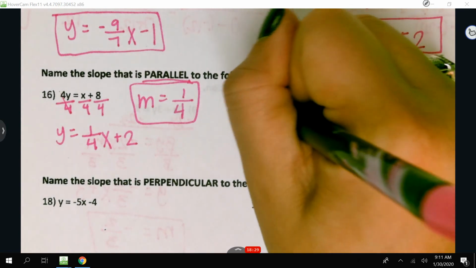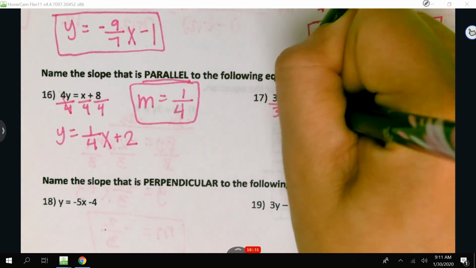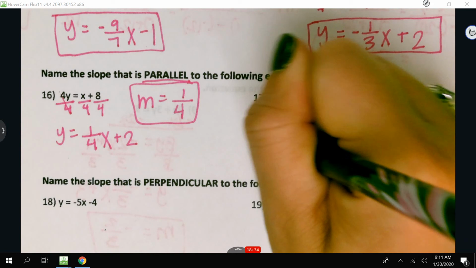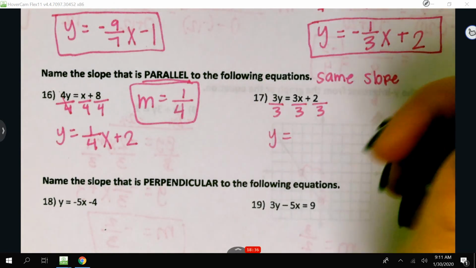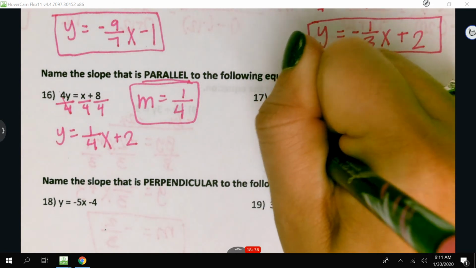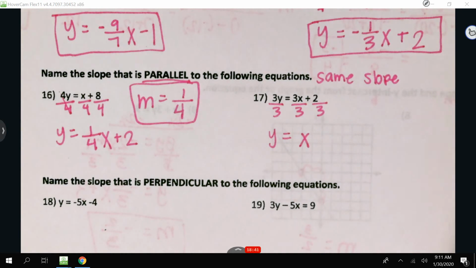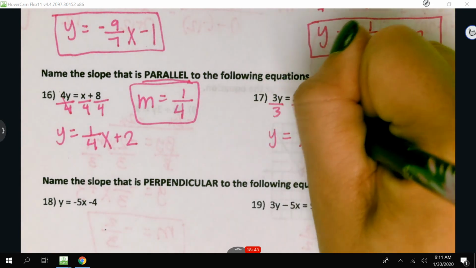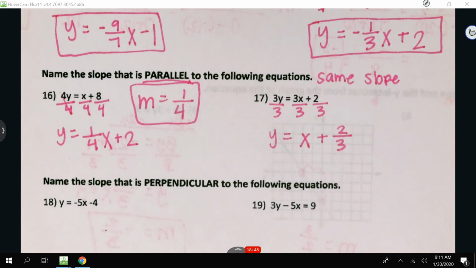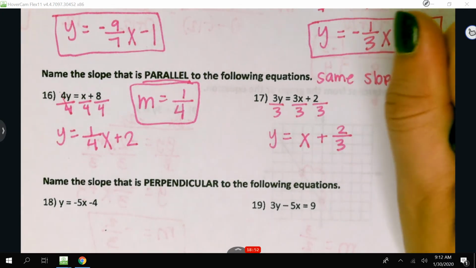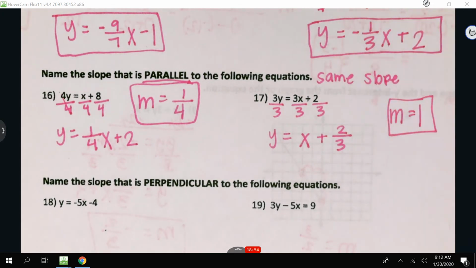Number 17, I also need to get in slope-intercept form. So that would be y equals 3 over 3 is what? Just 1. So you could just say x, or you could say 1x. And then that y-intercept is 2 over 3. Okay. So again, I'm looking for a line that's parallel to that. So what would that slope be? Just 1. Remember that slope does not have your x in there. So don't tell me that the slope is 1x. It's just 1. Okay.